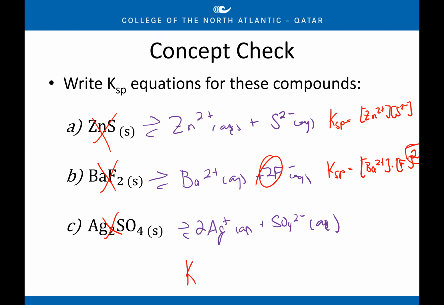And then my bottom one becomes Ag times SO4 2-, and I square the Ag. Okay, everybody cool? Everybody comfortable with that? Let me check the chat here.